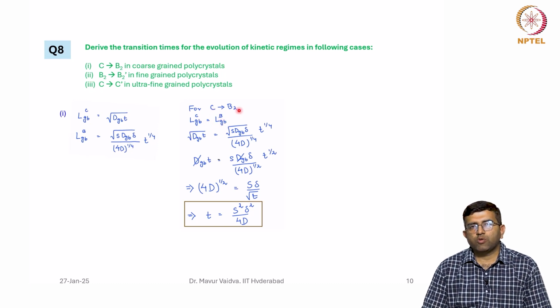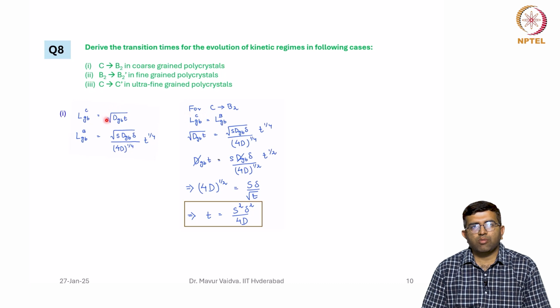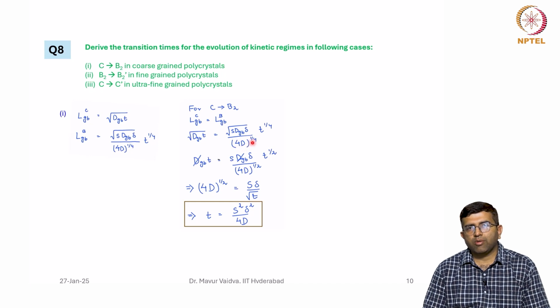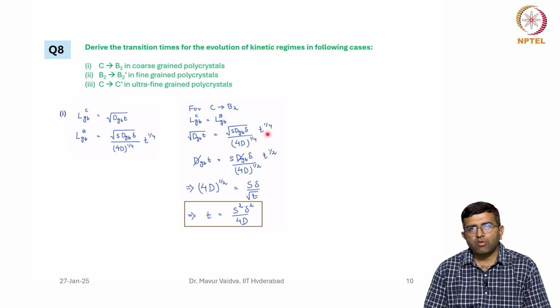So, that is how C to B2 transition can happen, and if you equate that, then the length of grain boundary diffusion in C regime is given by root DGB into t, whereas the length of grain boundary diffusion in B regime is given by root S DGB delta divided by 4D to the power 1/4 into t to the power 1/4. So, if you equate this and do some algebraic arrangements, then you end up with the transition time t being S square delta square by 4D.